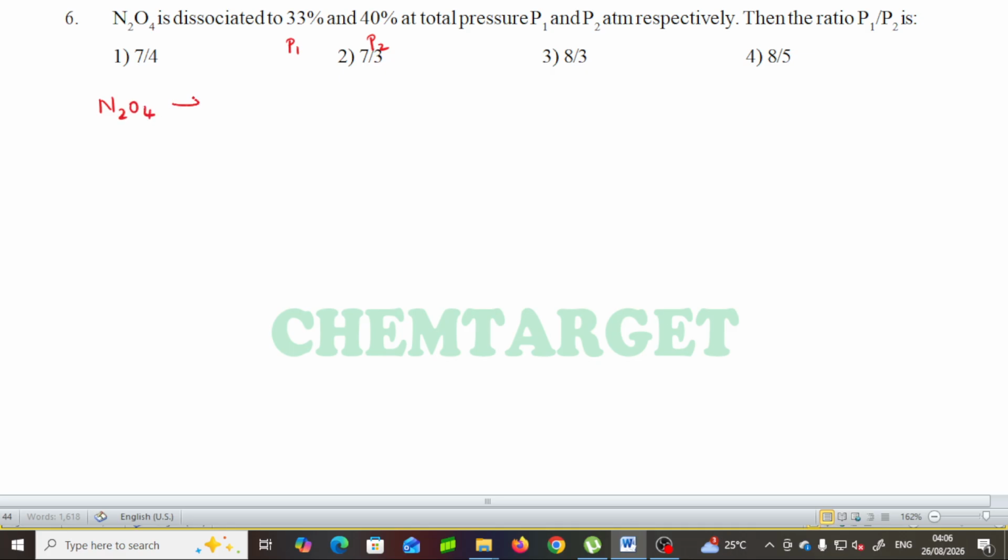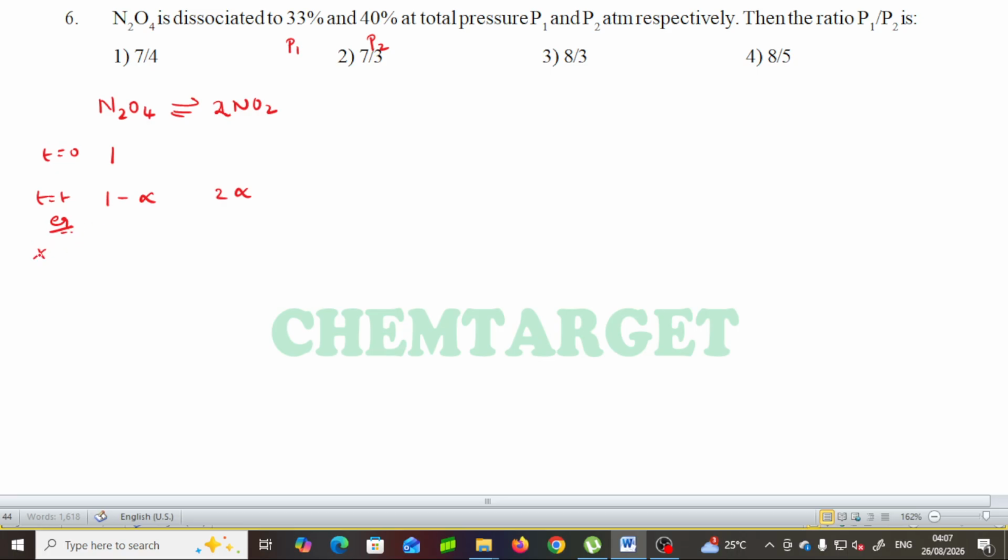N2O4 on dissociation produces 2NO2. At a time t equal to 0, initially they haven't given the concentration of N2O4, so that's why I'm assuming it as 1 mole. At a time t equal to t, which is at equilibrium, it is going to be reduced by alpha, and as NO2 is the product, it increases by 2 alpha times. Then this is representing the number of moles.